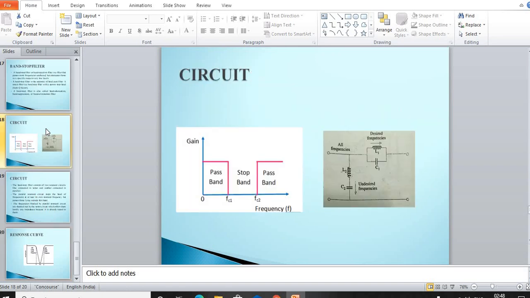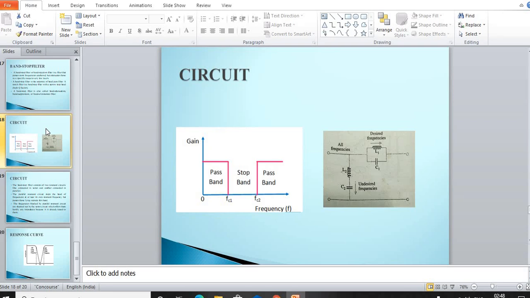Circuit. The first diagram shows the graph between frequency and gain. Here the pass band represents the region between 0 to Fc1 and above Fc2. In between this Fc1 and Fc2, it represents stop band.